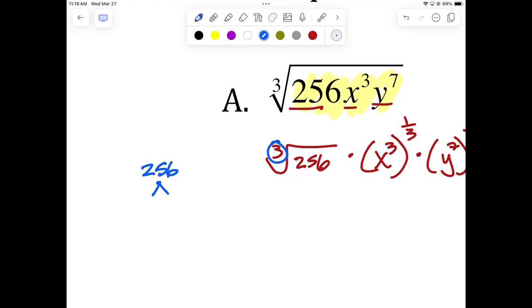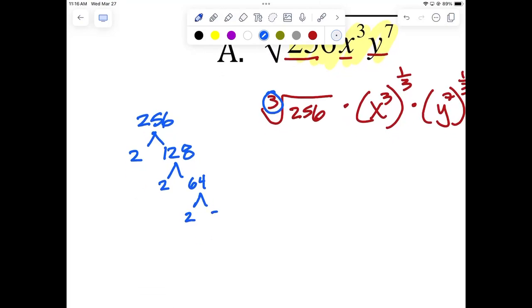How about this? Do we know it's even? Is it an even number? Yeah, so I know it's 2 times something. 128. 128 is also an even number, right? So I know it's going to be 2 times 64. Let's just keep it going.